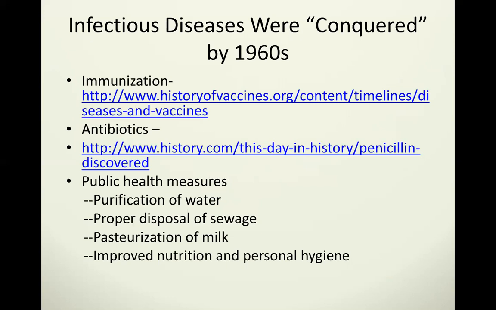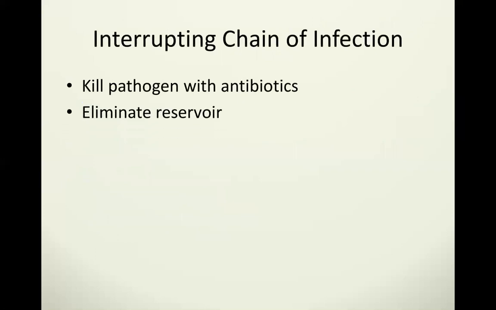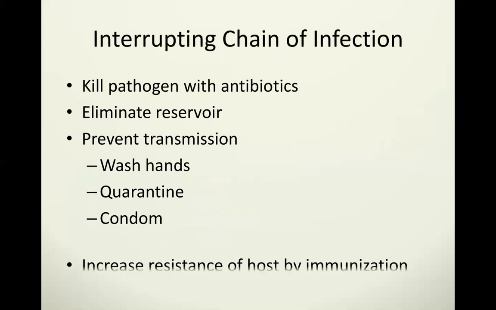Of course, we know about antibiotics, and antibiotics have been huge in controlling diseases, but unfortunately, we've overused antibiotics and we're starting to get antibiotic resistance now. And we have public health measures like the purification of water, proper disposal of sewage, pasteurizing milk has been huge. And then, of course, improving nutrition and personal hygiene. So it's all about interrupting the chain of infection. So these are the things that people do.